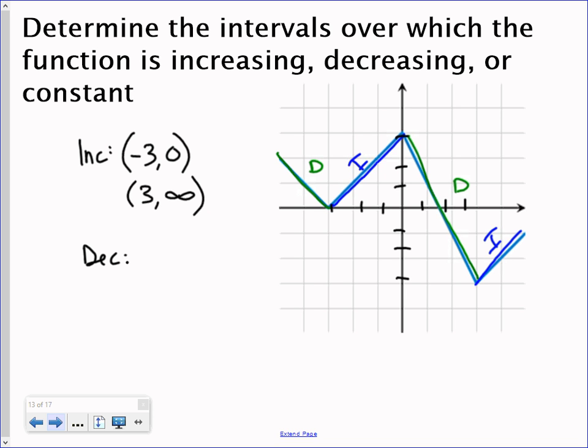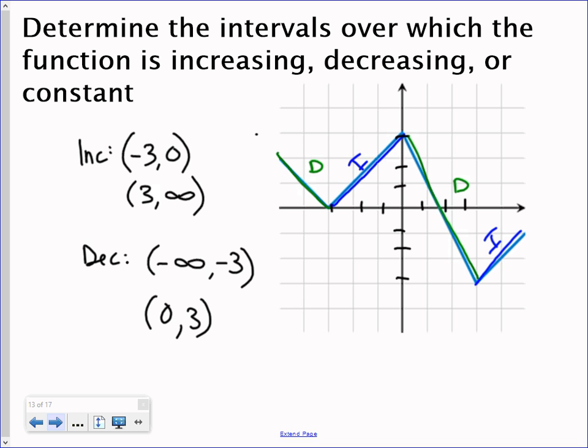And then I would do the same thing for the decreasing sections. First decreasing, -infinity to -3, and then 0 to +3. And again, on these, I choose to use parentheses because at those points, it's hard to say if it belongs with the increasing or decreasing. It's really just turning there. Are we okay with that?